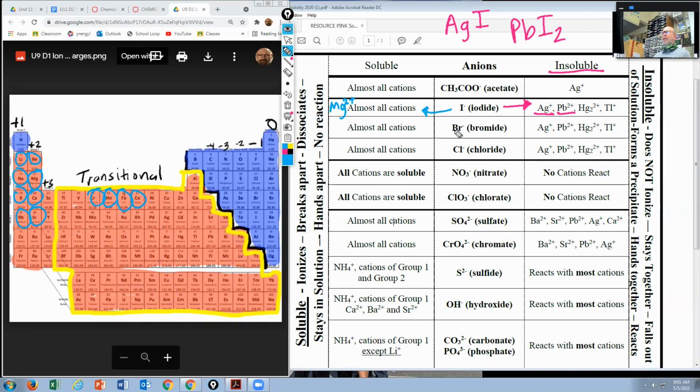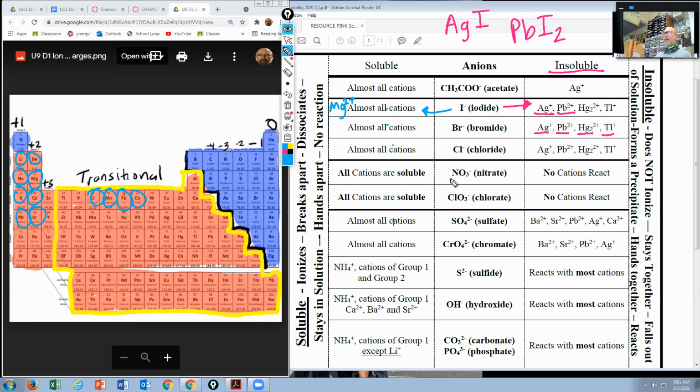Let's try another one. Let's look at bromide. What will form an insoluble compound with bromide? Silver, lead, mercury 1, and thallium also will do that. What will form a soluble compound, which means breaks apart? Everything else that's in this box that we just went through. Everything in this box is in that one and that one. All right. Now let's move on.